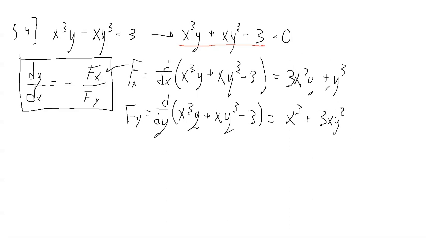All right, so this is that. This is that right here. This is your f of x, and this is your f of y. And all we're doing now is just plugging and playing. So your dy/dx is just going to be the negative of your f of x over f of y.